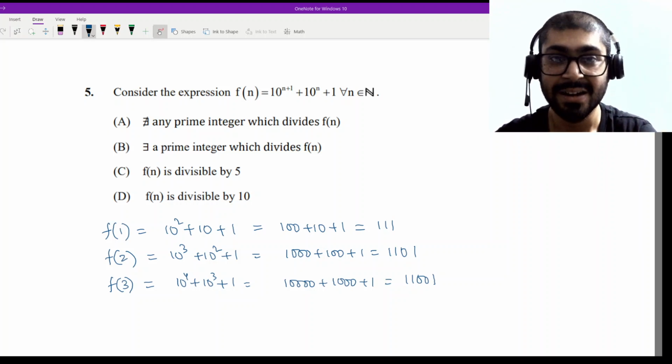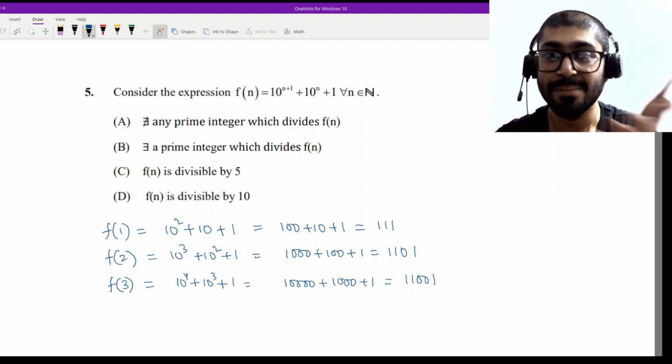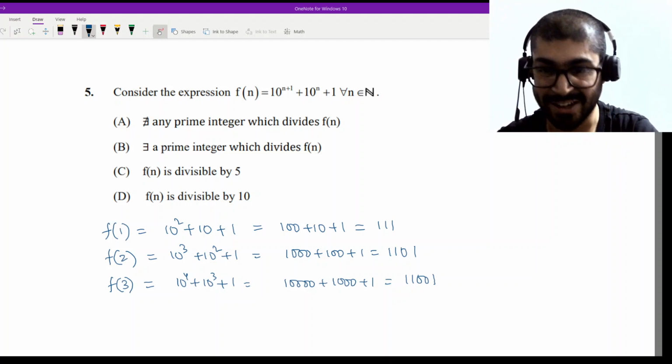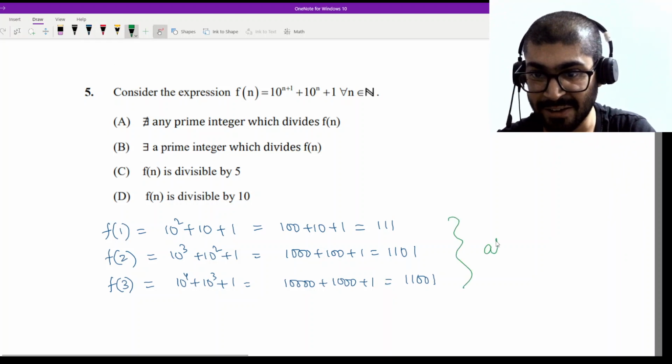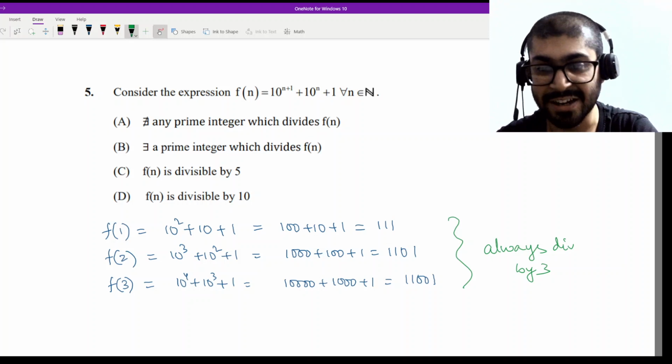There exists a prime number which divides F_n. Obviously, because there are only 3 ones here, all of these will be divisible by 3. Always divisible by 3. See if you can understand this. This will always hold, because how do you check the divisibility of 3?